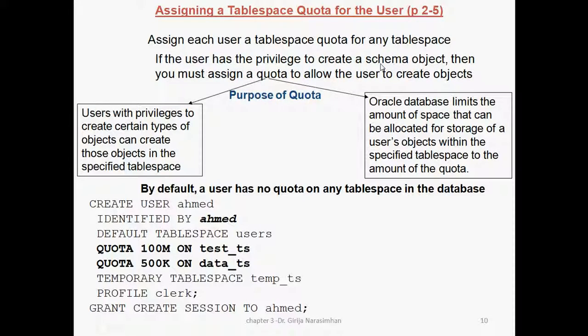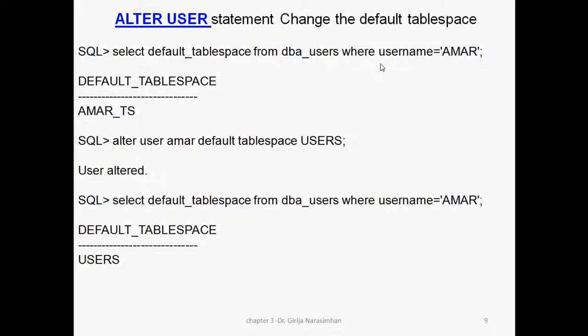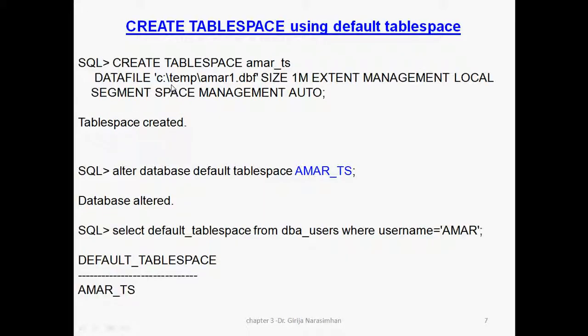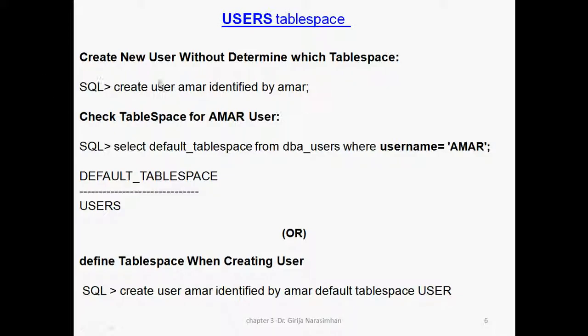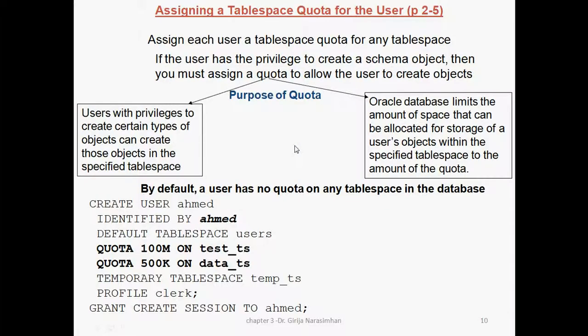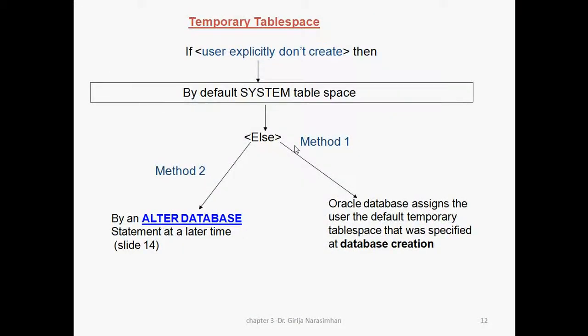Think like this. This way I am giving one line. I am not giving anything, not even the alter user; I am just mentioning create user, identified by, that's all. I am not giving anything, so automatically it will take the default users tablespace. In the same way, it will take temp also. If you don't mention it, it will take temp. So that is the reason.